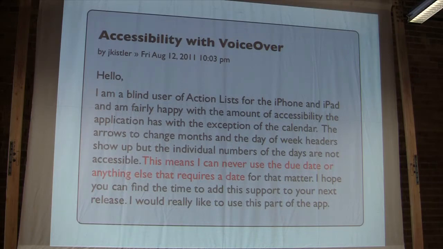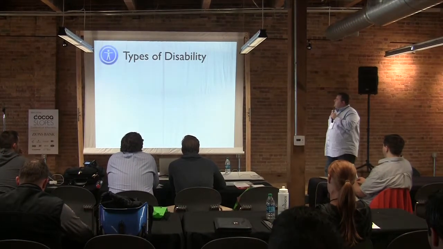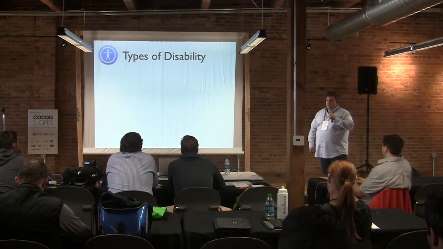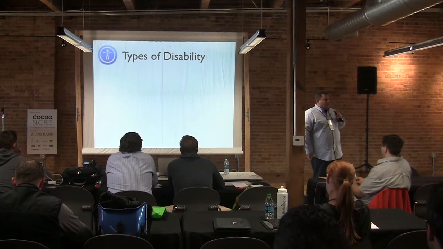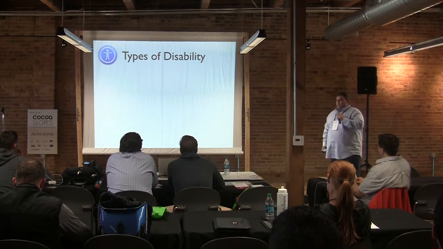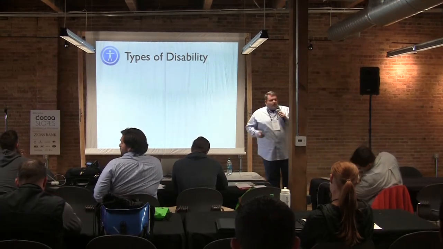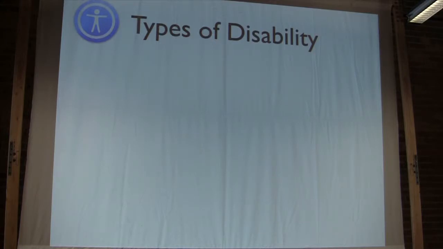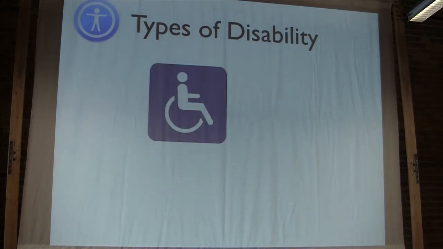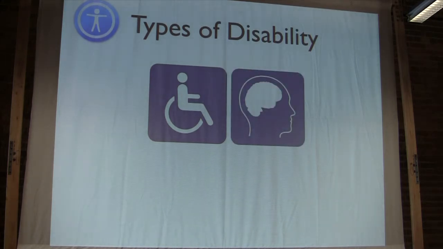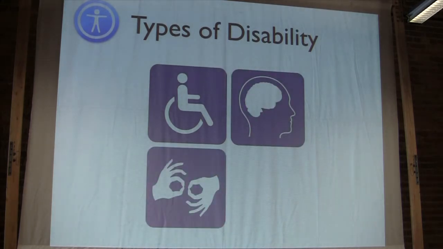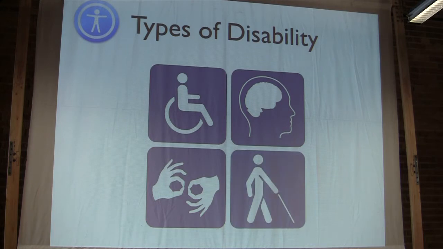But first, we need to talk about disabilities, because there's no way to talk about the needs of those with disabilities without first understanding what types of disabilities people have. Now, there's a big spectrum of disabilities that people have out in the world, but for our purposes as developers, we're going to break those down into 4 broad categories. And those are physical and motor disabilities, cognitive disabilities, hearing impairments, and visual impairments.